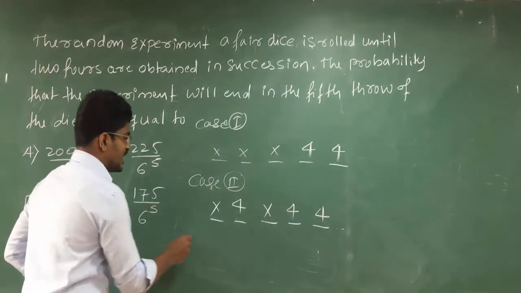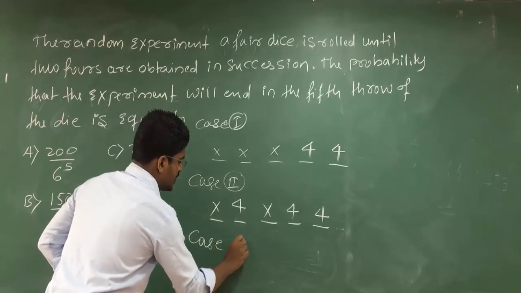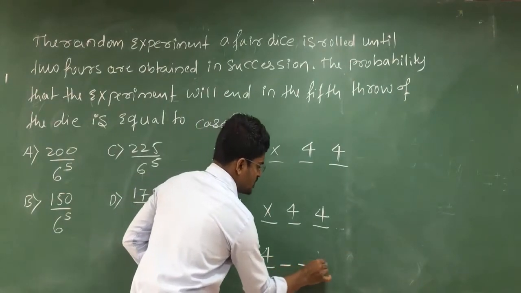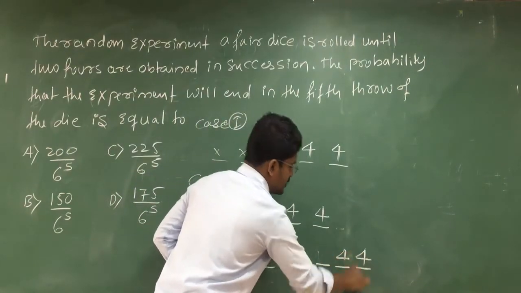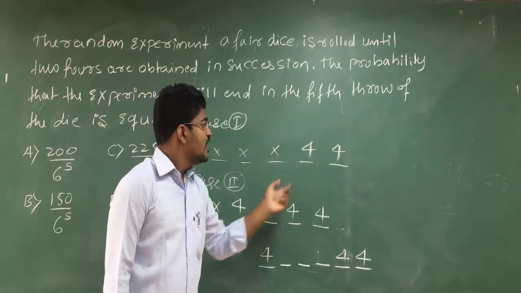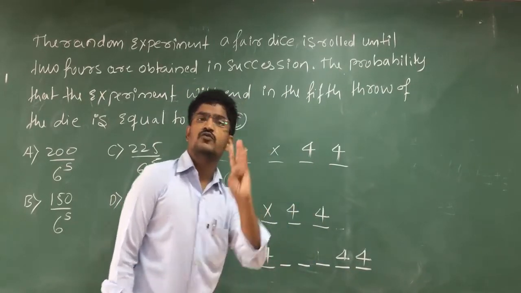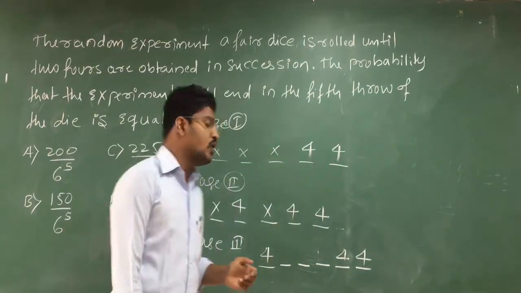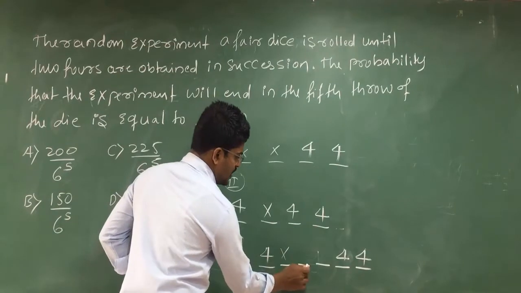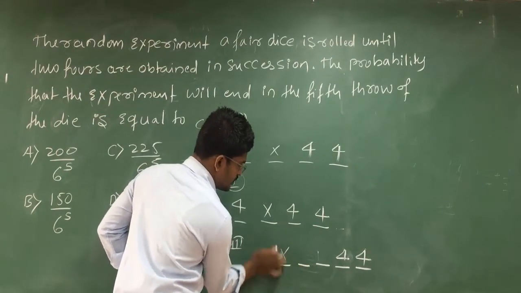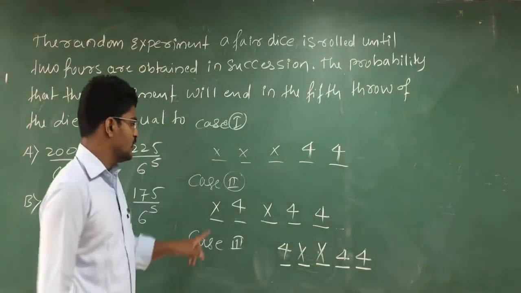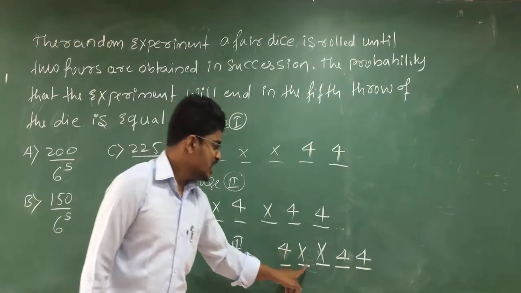Clear? What about case 3? Case 3 is: 4 can occur at the first throw, 1, 2, 3, 4 and 5th. Clear? So here at the 5th throw, the random experiment has already ended and the last two throws are already fixed for 4. These are the 3 different cases where the 4 can occur. Here 4 will not occur. Clear? Okay. Here and here there is no 4.